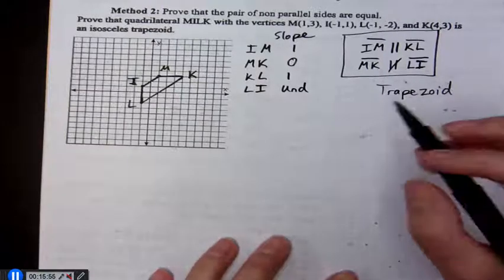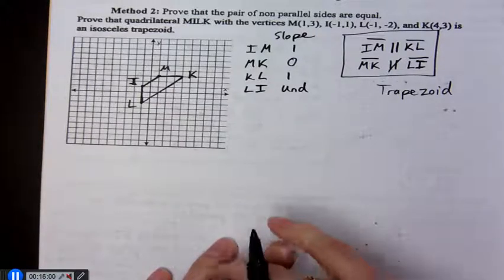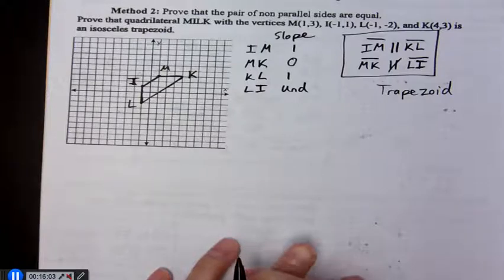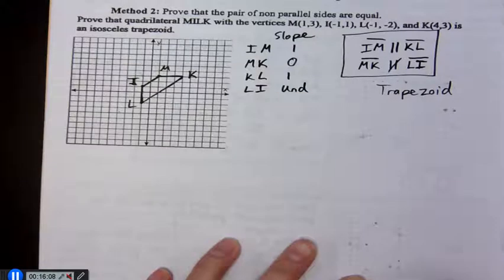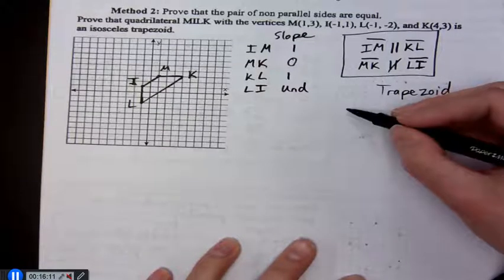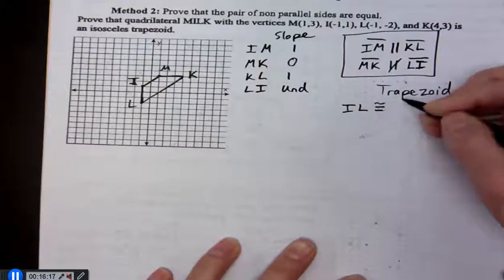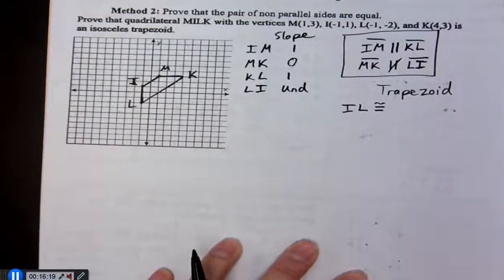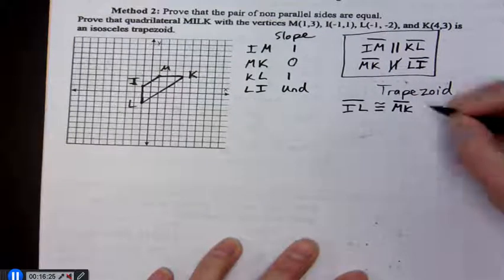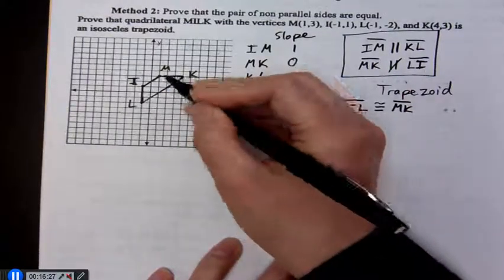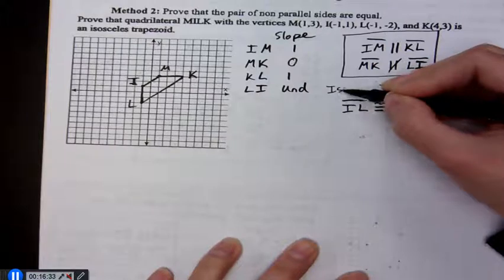Okay, so then what do I have to prove to figure out if it's isosceles? Yeah, I have to figure out my non-parallel sides. Can I count those? 1, 2, 3. Yeah, they equal 3. This is a really easy one just to do. My non-parallel sides are equal. They both equal 3. And then that lets me know that it is isosceles.